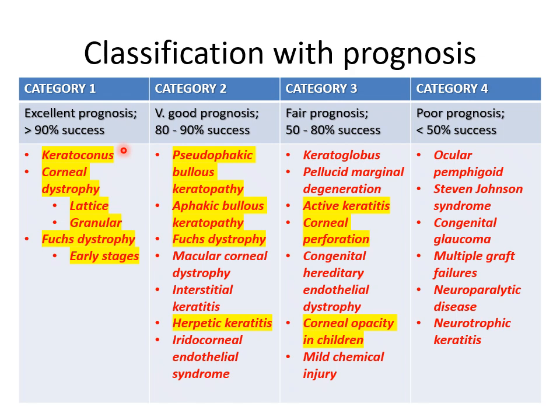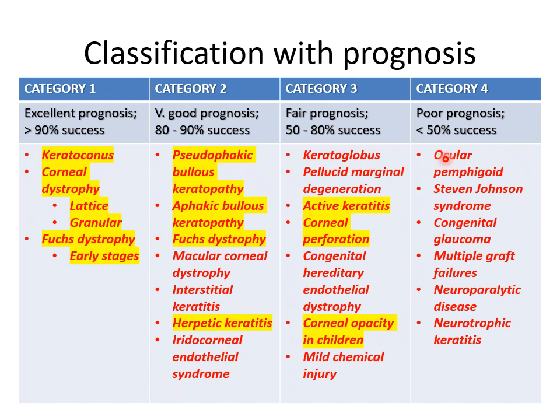Keratoconus is also one of the most common indications of penetrating keratoplasty. The second category is 80 to 90% success rate and includes pseudophakic or aphakic bullous keratopathy, Fuchs dystrophy advanced stages, and herpetic keratitis. Category 3, 50 to 80% success rate. This includes active keratitis, so that would be a therapeutic keratoplasty, corneal perforation, tectonic keratoplasty, corneal opacity in children. And category 4 or less than 50% success rate are these ocular surface diseases like ocular pemphigoid, Stevens-Johnson syndrome, history of multiple graft failures, neuroparalytic neurotrophic keratitis.